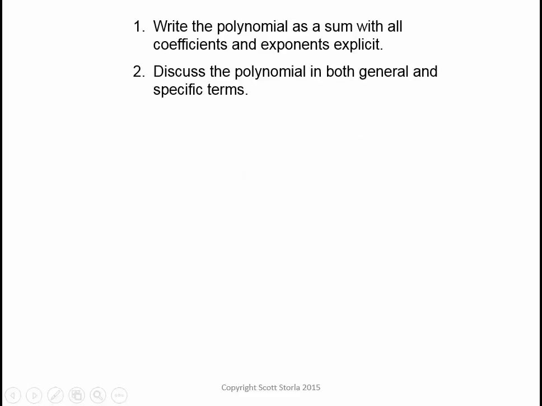Here I'd like you to write the polynomial as a sum and make all the coefficients and exponents explicit, and then discuss the polynomial in both general and specific terms. See if you can do steps 1 and 2 for this polynomial. First, I'd have to rewrite the polynomial with a coefficient of 1 and an exponent of 1. This is a binomial. The first degree term has a coefficient of 1, and the constant is 14.